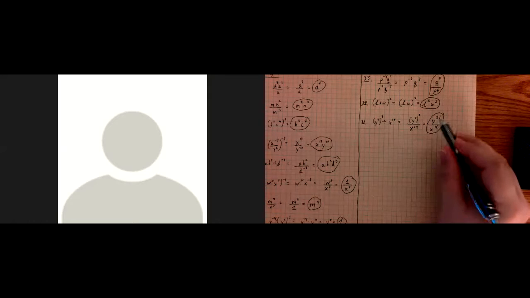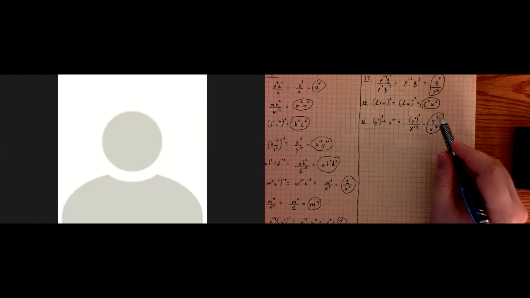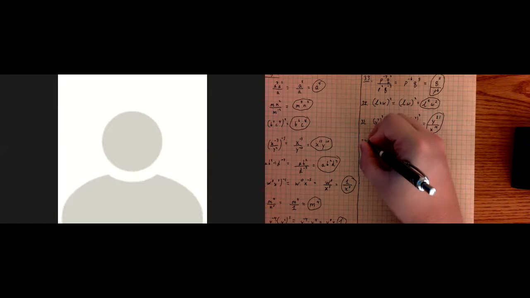And no, I can't simplify these two because they're different bases. Remember, I can only simplify same base. So this one is a base of y, this is a base of x. I cannot put these two together and get a 7 or something. That doesn't work. Let's go to 34. No, why are we doing 34? 36.